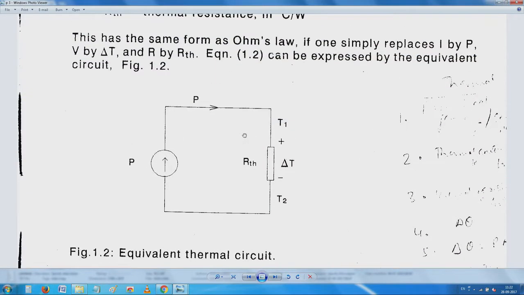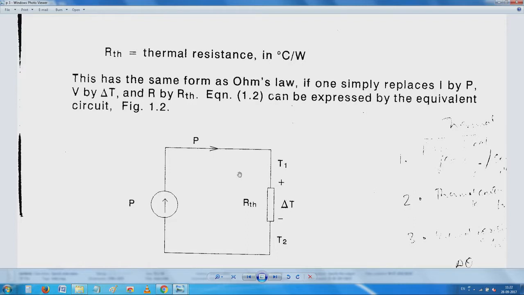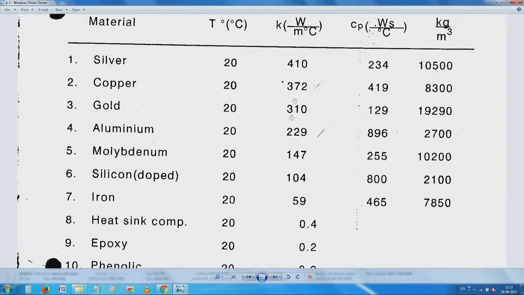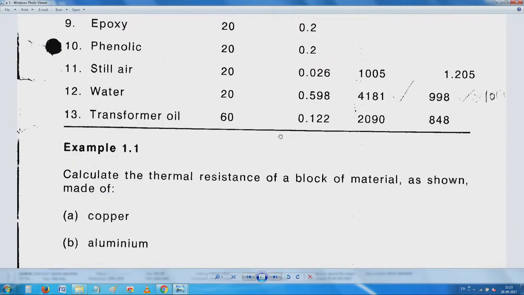You have seen that. This is what I was telling you, reading it out. Same form as Ohm's law: if you replace current by power, and voltage by the temperature difference, then the thermal resistance is equivalent to L by K into A, which is shown there, and can be expressed by an equivalent circuit like this. So, it is possible for us to now start working on this example.